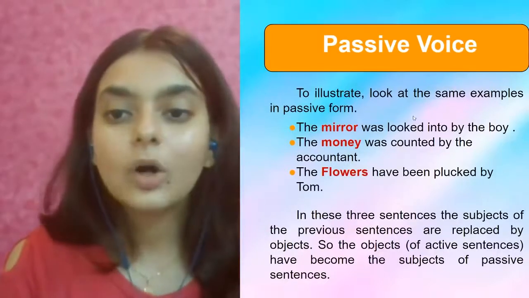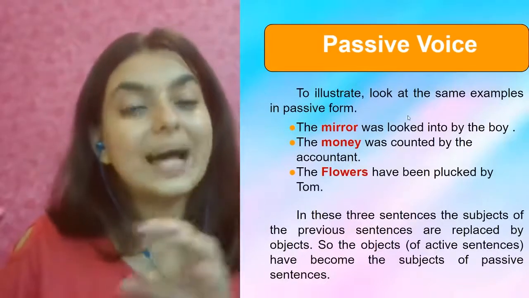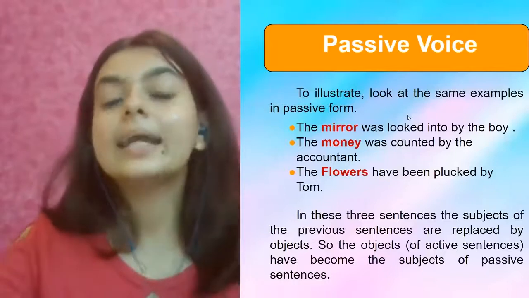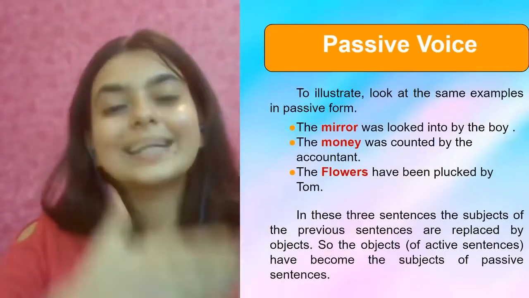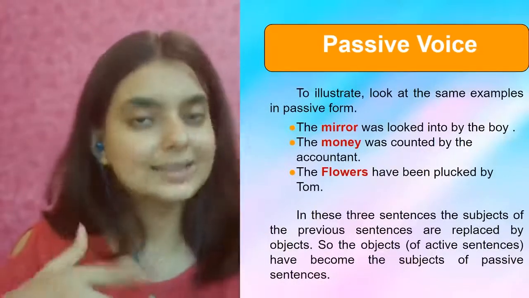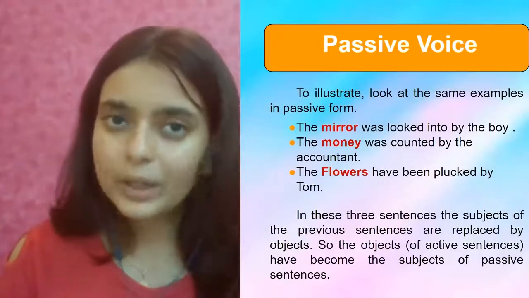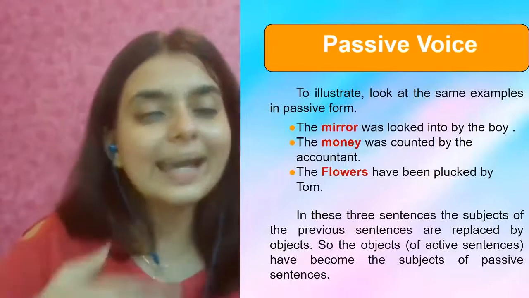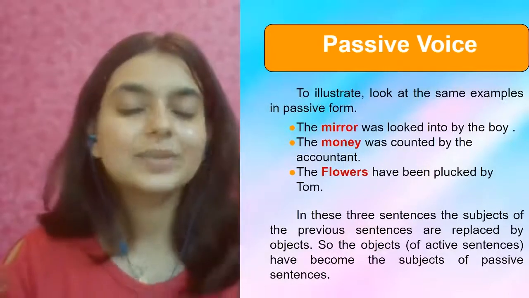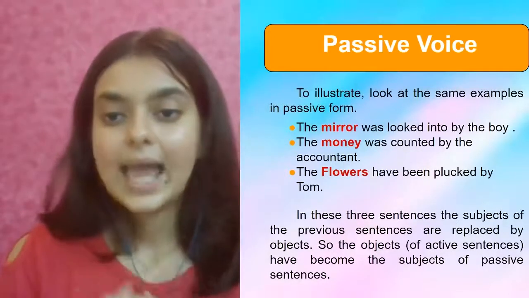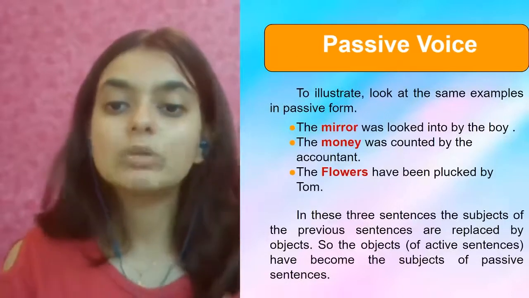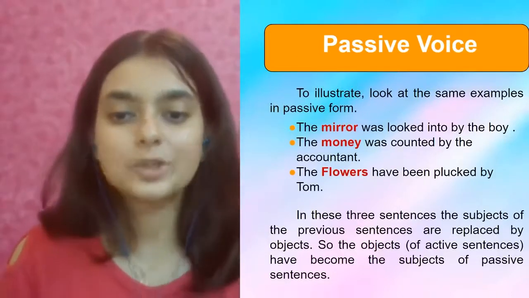Okay? So the structure of passive voice is just the interchanging of subject and object. Subject and object. And the verb will remain in the middle. Okay? Only the object will come in the beginning and subject will go at the end. So that is how it is. The money was counted by the accountant. The flowers have been plucked by Tom.